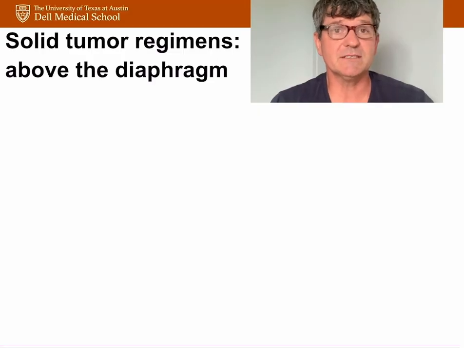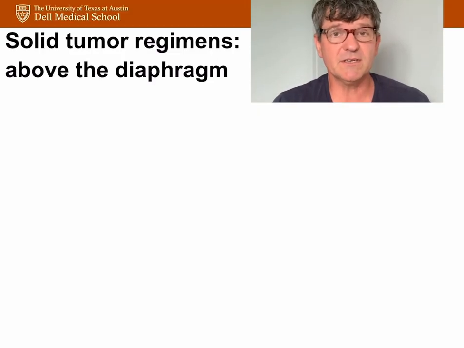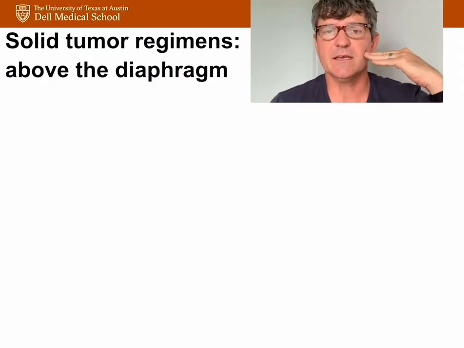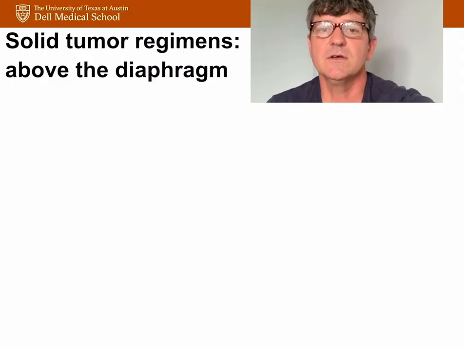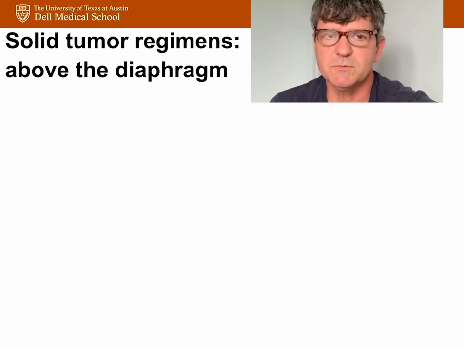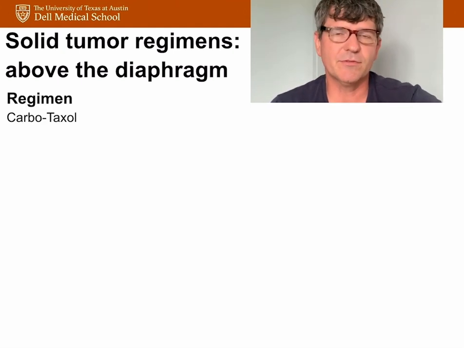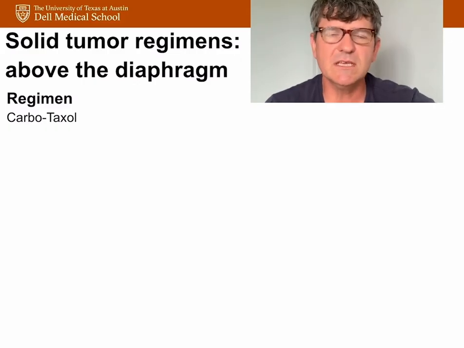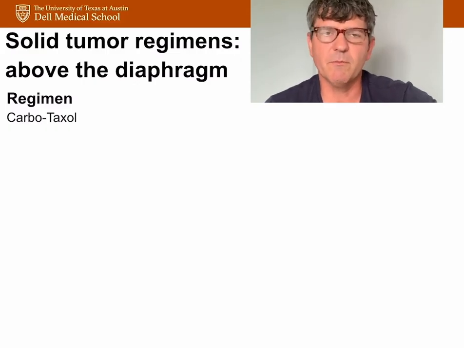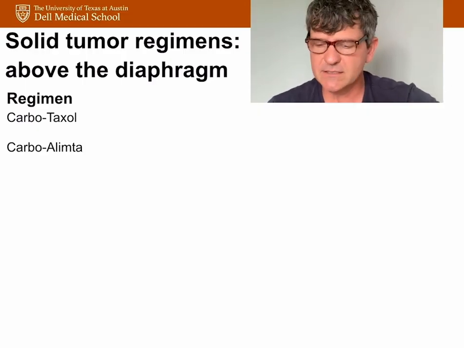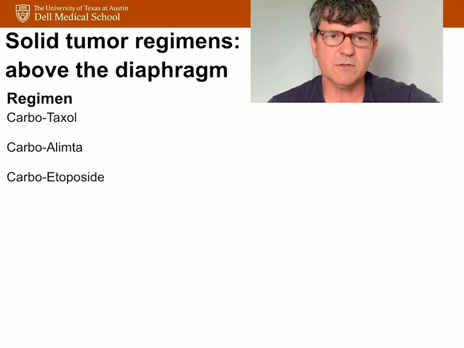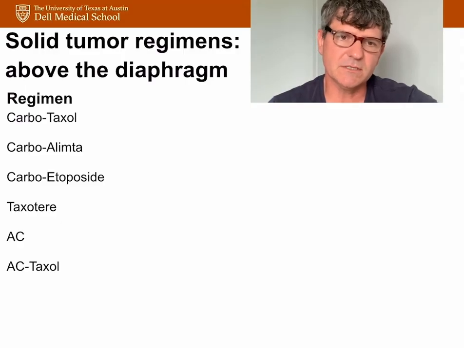One way to think about it is cancers above the diaphragm and below the diaphragm. So we do above the diaphragm first. That's head and neck cancer, lung cancer, breast cancer, esophageal cancer, similar regimens. For like 30 years, carbotaxol was the most common regimen. Of all the people getting chemotherapy, more than half were getting carbotaxol. So that is, the carbotaxol, carbo-alimta, let's just clip through these and we'll get to the top.